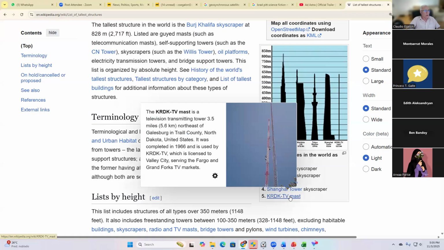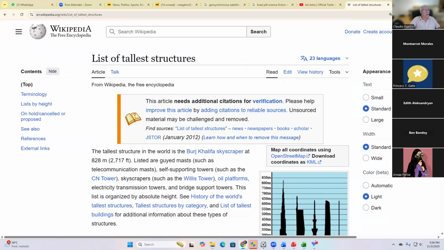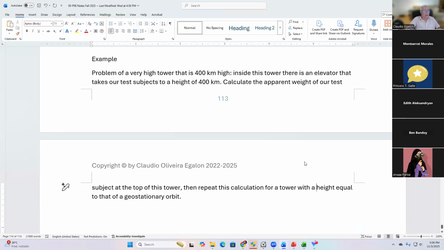What about this one here? This one is in North Dakota, United States. But it's not a building, right? It's a mast. It's a TV tower. Okay. Don't forget, we're talking about tallest structures, not tallest buildings, right? We're talking about tallest structures, not tallest buildings. For you just to have an idea of the scale that we are talking about here.